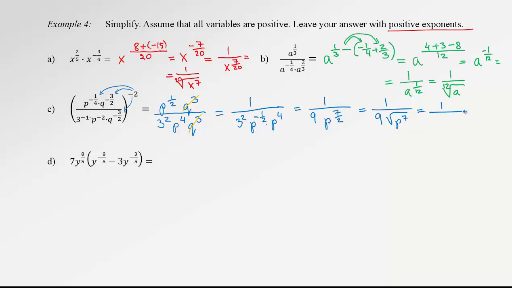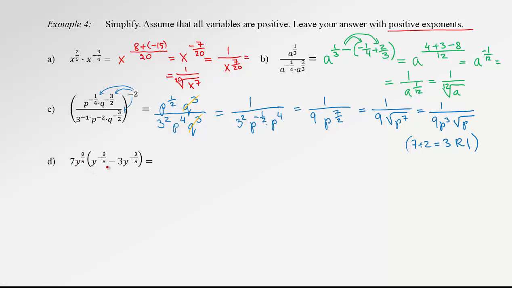So we have 1 over 9, and then p to the 3, because 7 divided by 2 is 3, remainder 1. So see, if we look at the exponential level, the quotient 3, that's the power that goes out of the radical, and what stays under is the remainder 1. So p to the 1 stays under. Okay, that will be the simplified radical form.